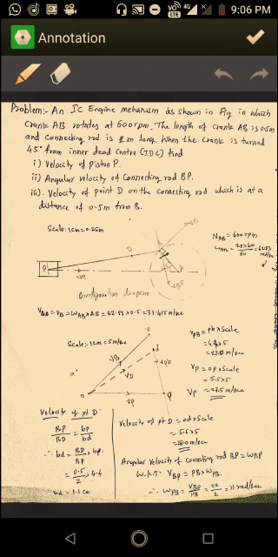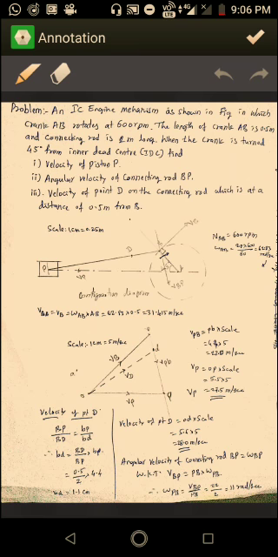An IC engine mechanism is shown in the figure, in which crank AB rotates at 600 rpm. The length of crank AB is 0.5 meter and the connecting rod is 2 meter long. When the crank is turned at 45 degrees from the inner dead center, find first, the velocity of piston P; second, the angular velocity of connecting rod BP; and third, the velocity of point D on the connecting rod, which is at a distance of 0.5 meter from B.